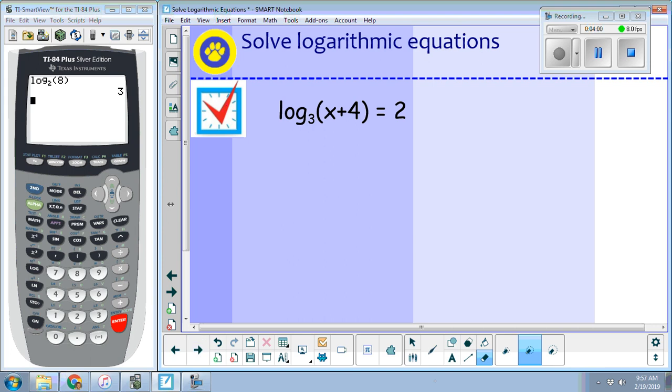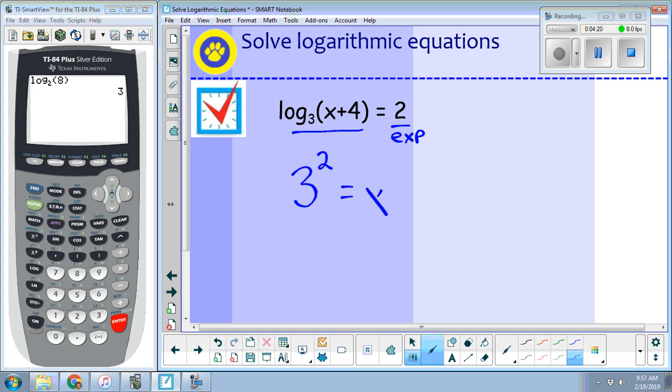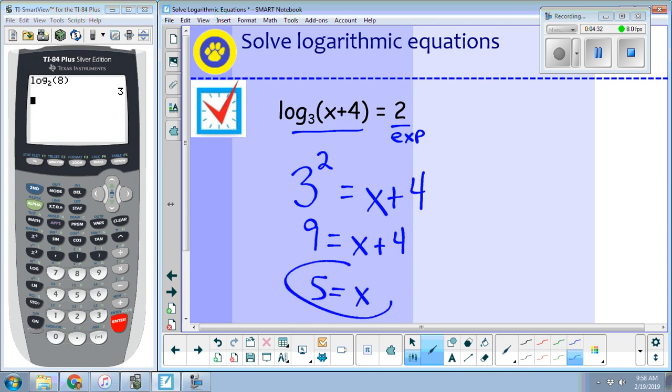Alright, we'll take a look at a few problems that are a little bit different here, and I'll see if I can do these without boxes. Alright? So, I have a log I cannot type in. So, I'm going to put the base at the bottom. Logs help us solve for exponents. So 2 is the exponent. And what's left is x plus 4. Now I do 3 squared, which is 9. And I subtract 4 from both sides to get my answer of 5.